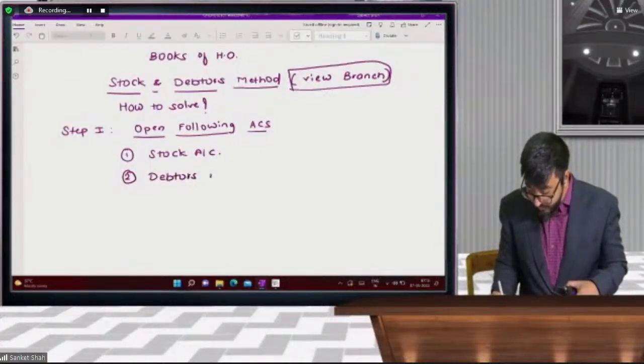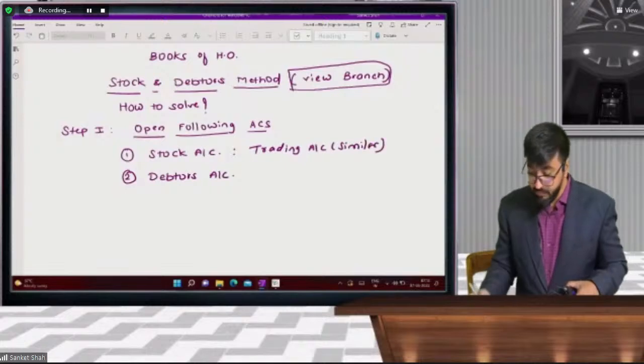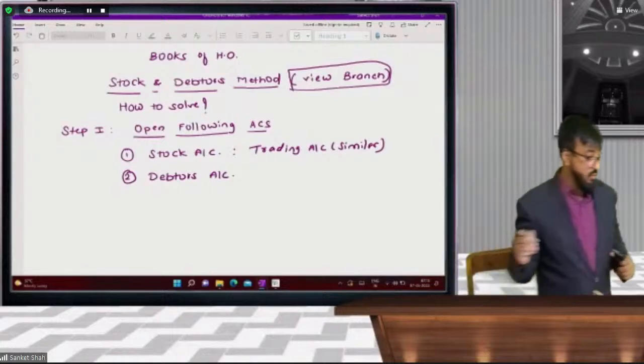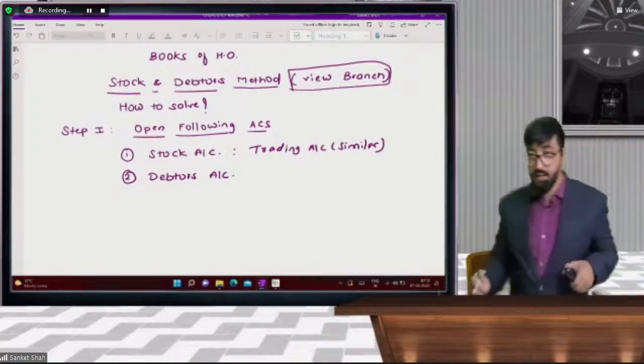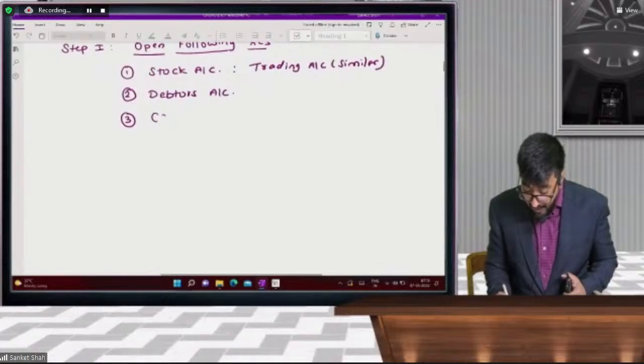As the name suggests, the stock account is similar to a trading account. You can write down: trading account similar. Then the debtors account. After the debtors account, beta, the third one is the cash account.